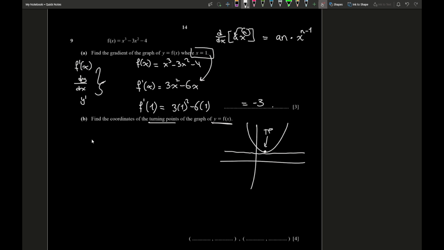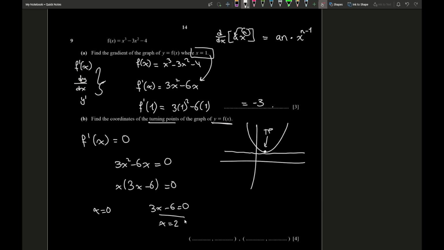Okay, so we're just going to set our derivative function f prime of x being equal to 0, and then find the values of x for which the gradient is equal to 0. So 3x squared minus 6x is equal to 0. You can factor out x, and you'll end up with x times 3x minus 6 being equal to 0. And you'll end up with two solutions, x being equal to 0 and 3x minus 6 being equal to 0. So you can just add 6 to both sides and divide by 3, and you end up with x being equal to 2.